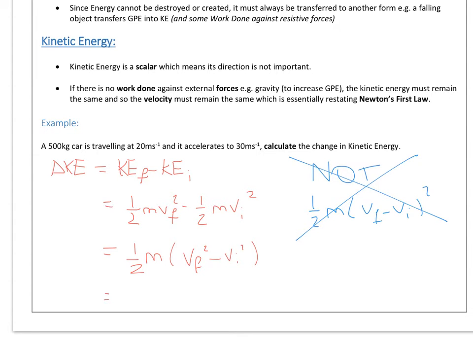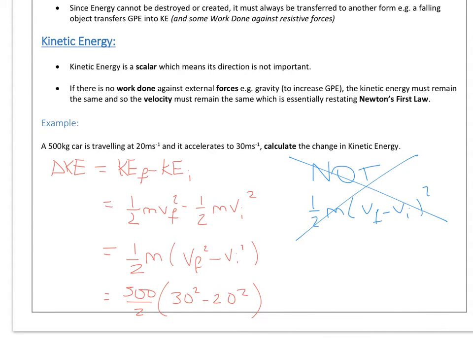So let's put some numbers in. We've got 500 divided by 2, times 30 squared, which is 900, minus 20 squared, which is 400. So that ends up being 500, if I'm not mistaken. So 30 squared, 900, minus 20 squared gives you 500, times 500, divided by 2.